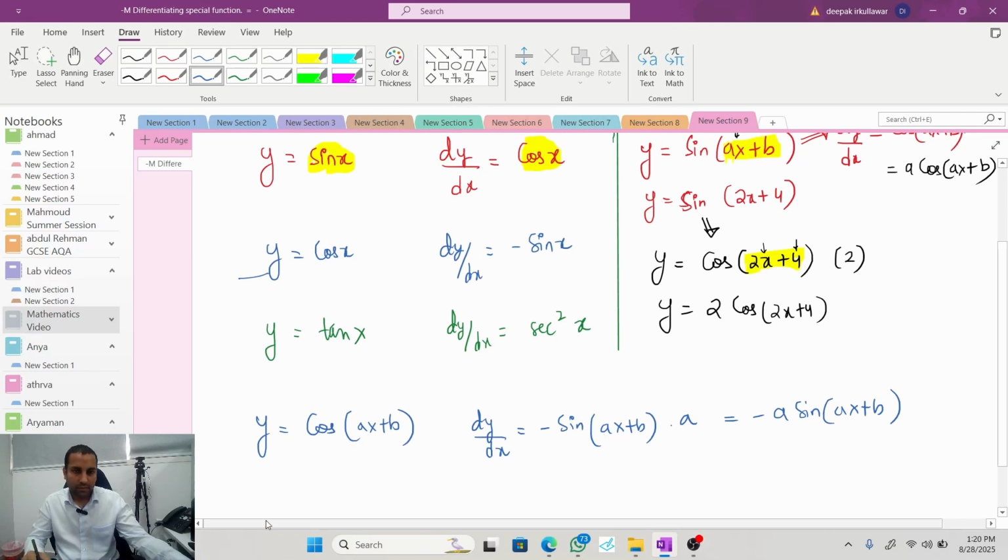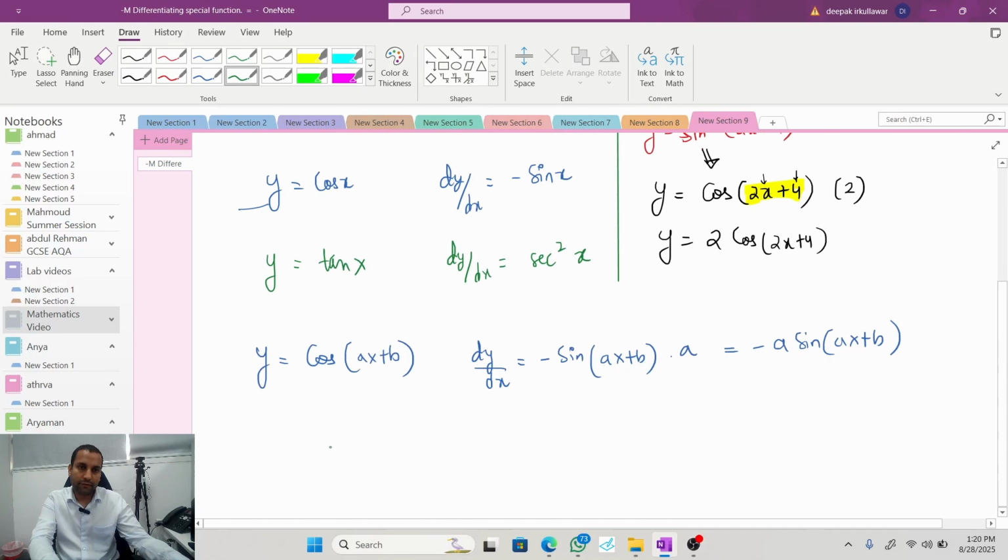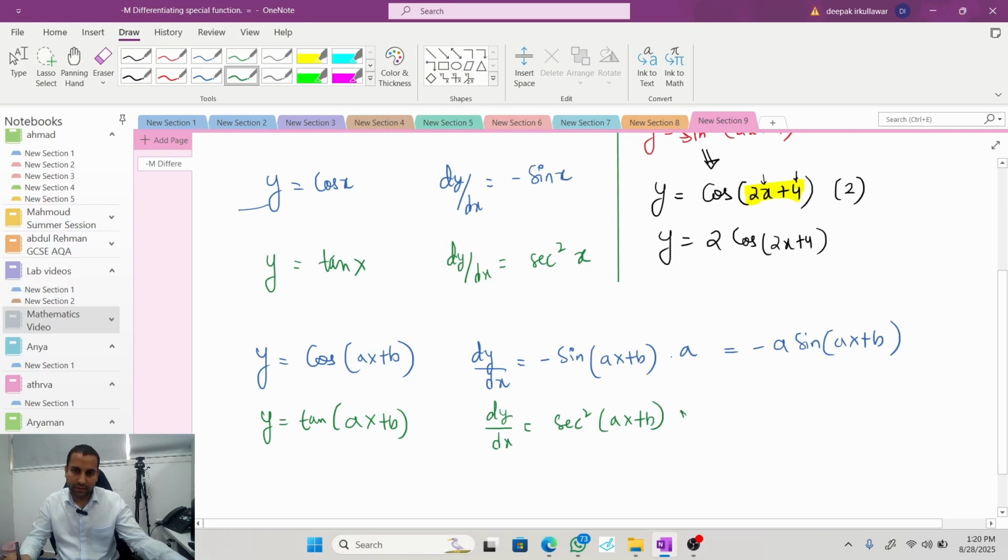Similarly, if I do it for tan, if I write y is equal to tan ax plus b, what is the differentiation of tan? It is secant square x. So I can write this as secant square ax plus b. And what is the differentiation of the inside part? It is nothing but a. So I can write this as a secant square ax plus b.